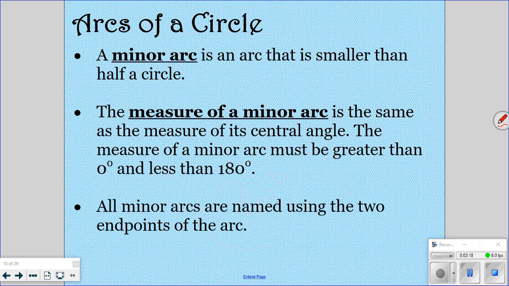All minor arcs are named using the two endpoints of your arc. So if this is A and this is B, you would name the arc AB. Minor arcs only use two letters to name them, 2 points. So you pick your two endpoints to name a minor arc.